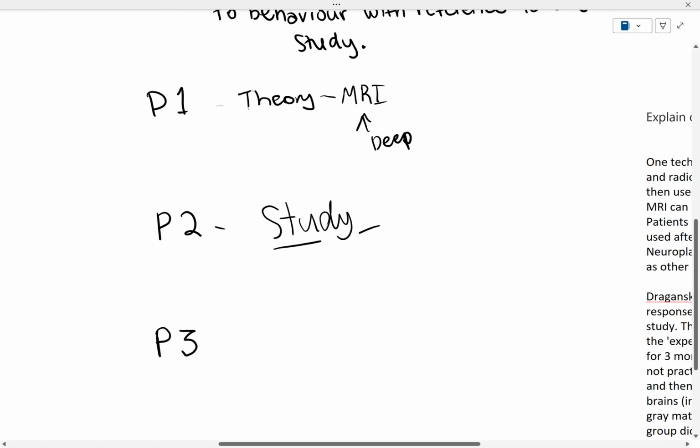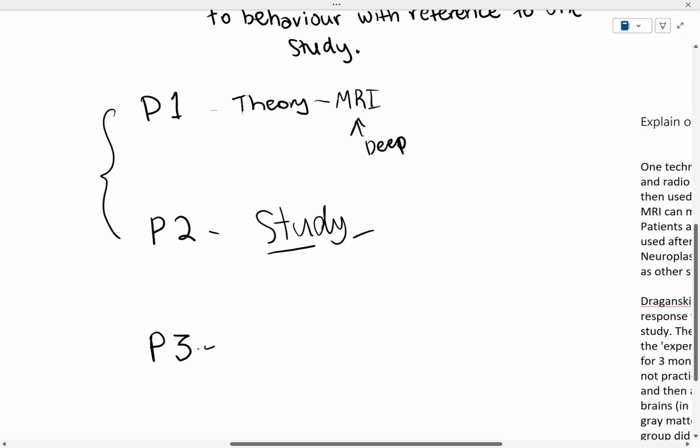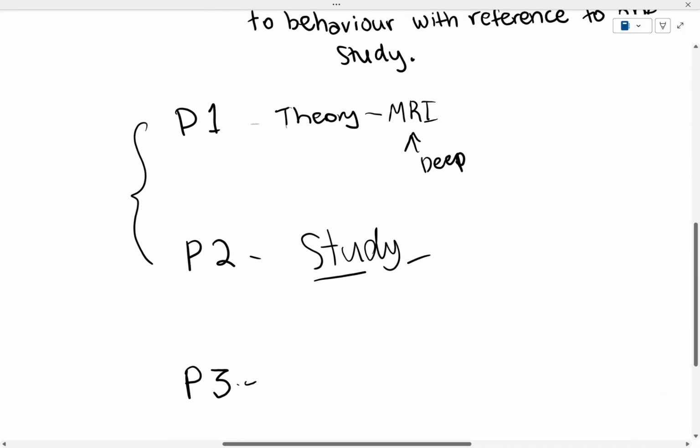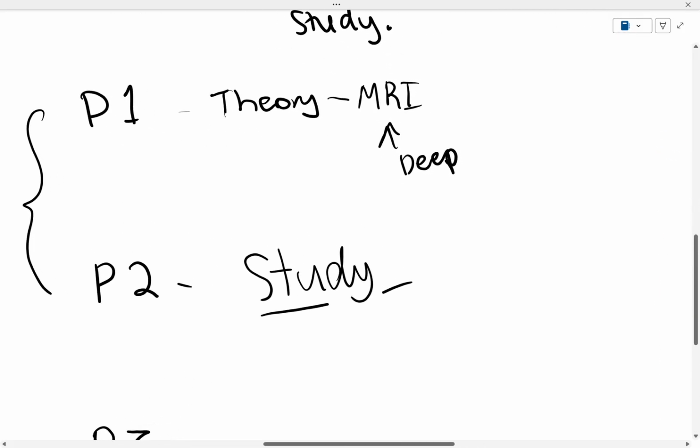Okay, paragraph 3 is basically linking the theory and the study together, okay? So you're trying to say, how does my theory show my study? How does my study show my theory? I'm basically combining as many aspects of the two into this one paragraph. Also remember to, in your study, reference as much as you can to MRI. So actually really show how MRI is used in there so the examiners really know what you're talking about. You know what I mean?